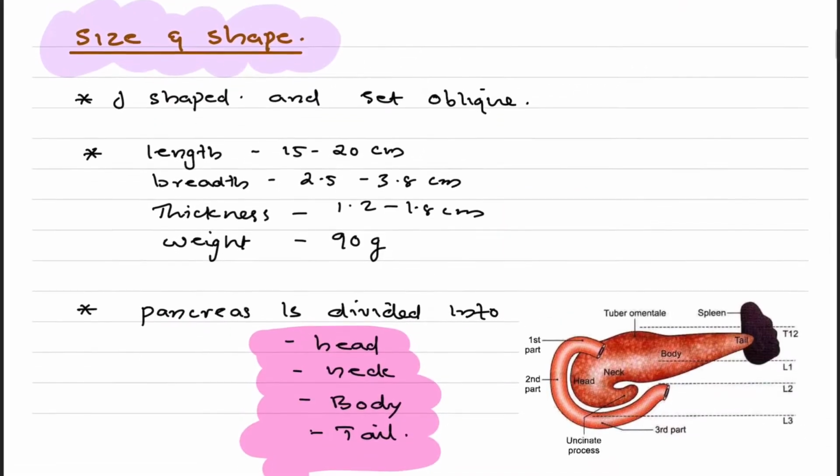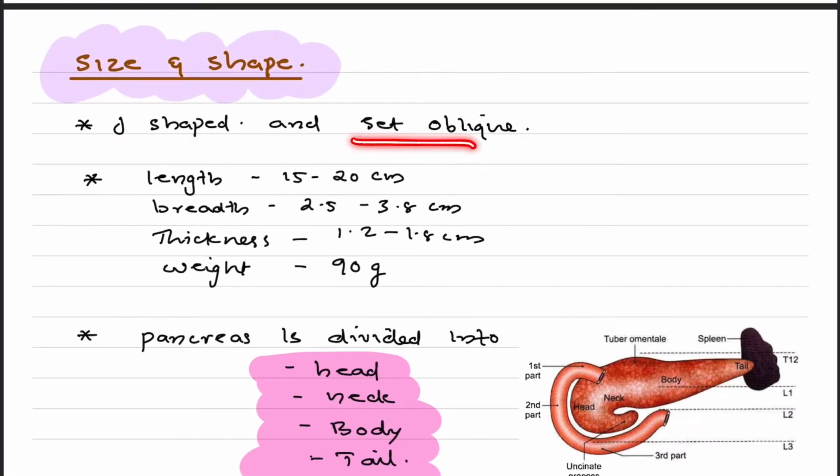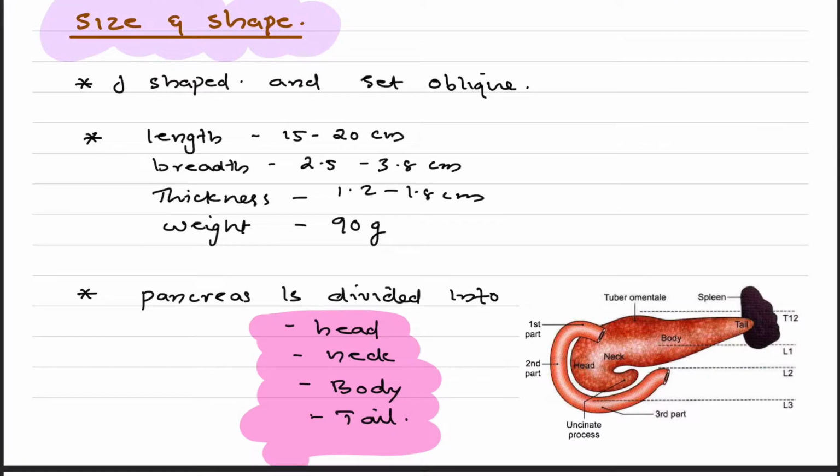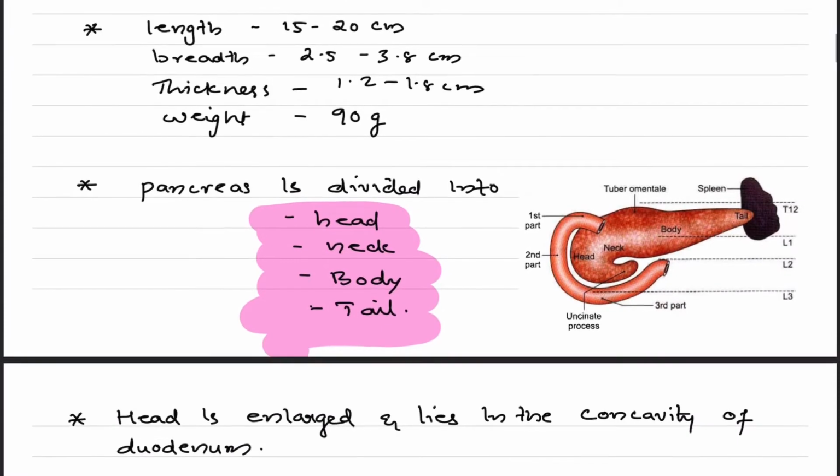The shape: it is J-shaped and set obliquely. J shape is this one. See the J shape. Its length is 15 to 20 centimeters. Its breadth is 2.5 to 3.8 centimeters. Thickness is 1.2 to 1.8 centimeters. And it weighs about 90 grams. Now the pancreas is divided into head, neck, body and tail.